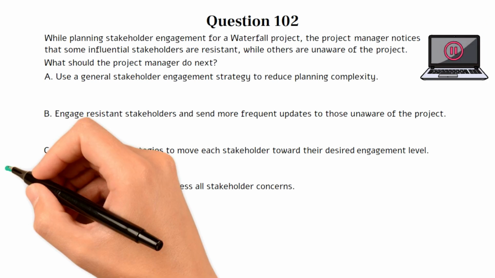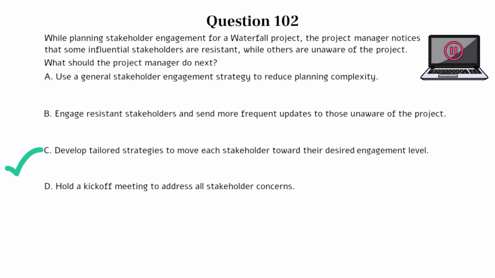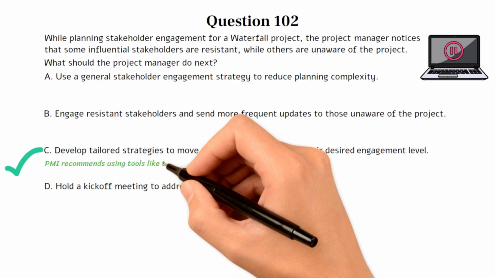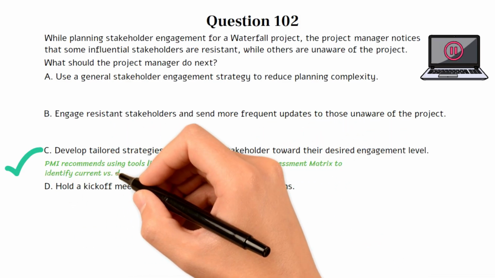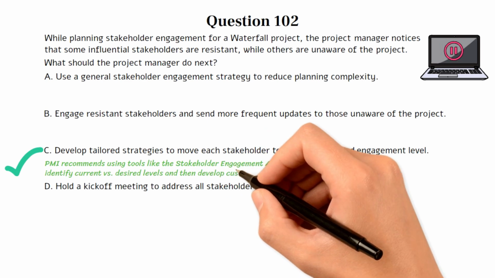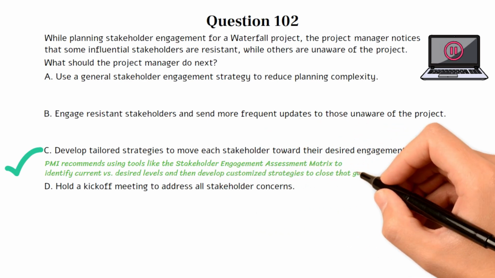The correct answer is C. This question tests your ability to apply a nuanced approach to stakeholder engagement planning. In predictive environments, stakeholder strategies should be intentional, structured, and adapted to each stakeholder's power, interest, and current engagement level. Choice C is the best option because PMI recommends using tools like the Stakeholder Engagement Assessment Matrix to identify current versus desired levels and then develop customized strategies to close that gap.